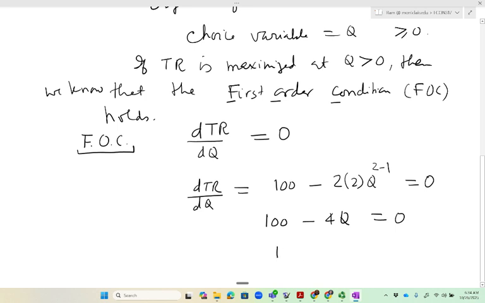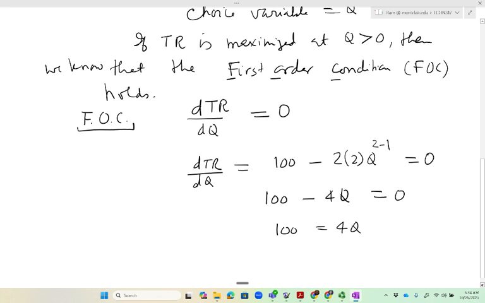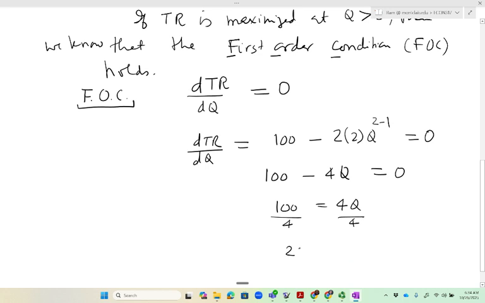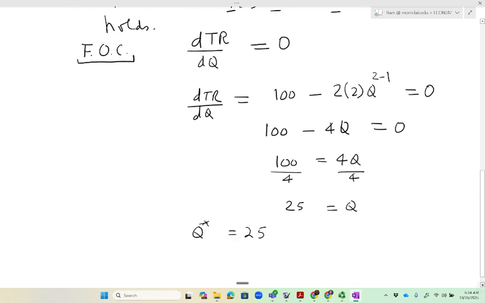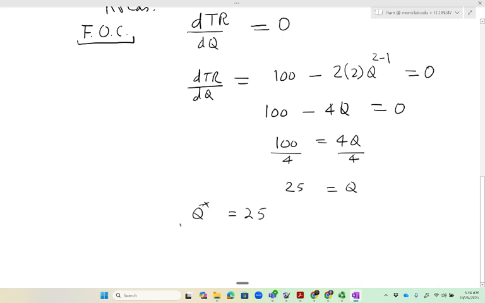We can solve. So I take the negative 4Q to the other side, it will go as positive 4Q. I will divide both sides by 4. I get 100 over 4 to be 25. On the right hand side, I get Q by itself. So I know the solution Q star is equal to 25. I got only one solution to the first order condition. So this is the output where the total revenue will be maximized.